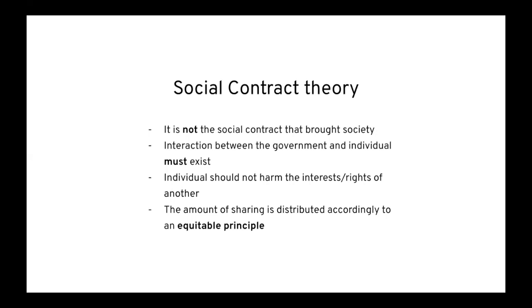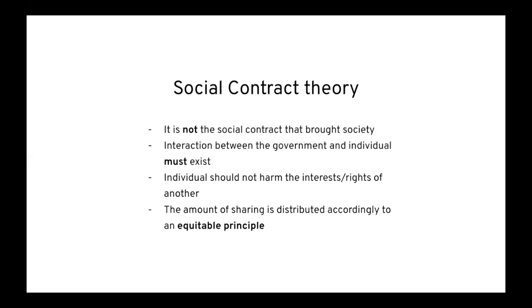And John Stuart Mill argued that certain kinds of laws that individuals have to follow exist in society. These laws say that an individual should not harm the interest or rights of another, and that the amount of sharing that is needed to protect oneself from potential threats should be decided according to what's called an equitable principle.